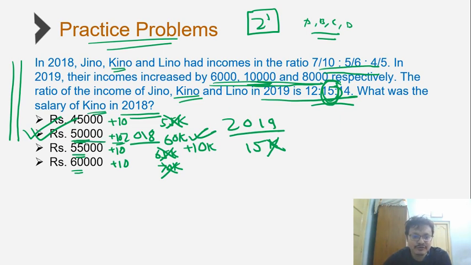So that is only with 50,000. When you add 10,000, you get 60,000, which is a multiple of 15. So the answer to the first question is option B, 50,000.